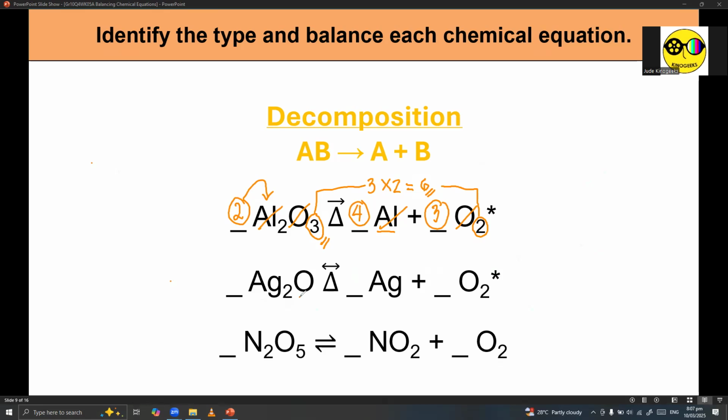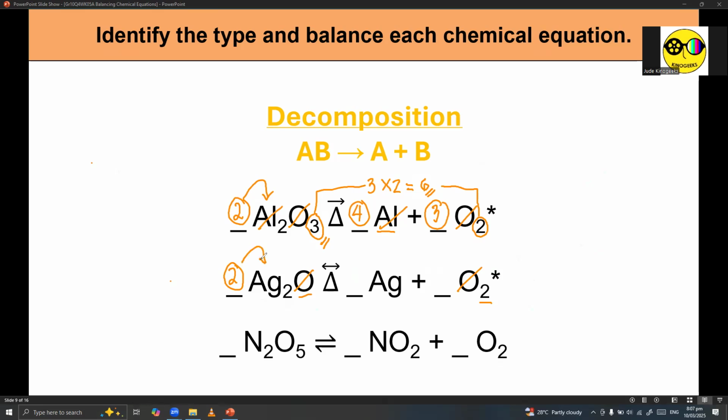You only have 1 oxygen atom at the left side and 2 oxygen atoms at the right side. So, we have to multiply Ag2O by 2. Therefore, balance na si oxygen. And as a consequence, nadamay si silver.